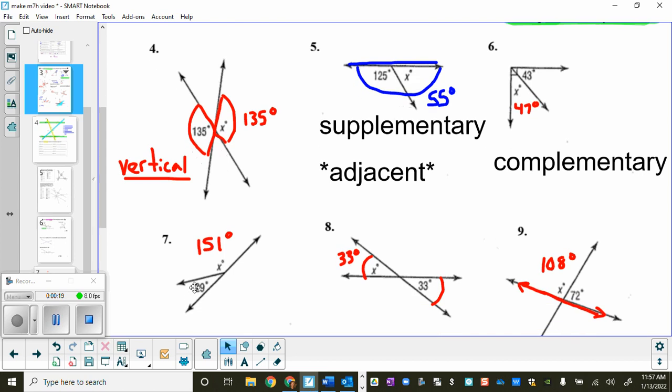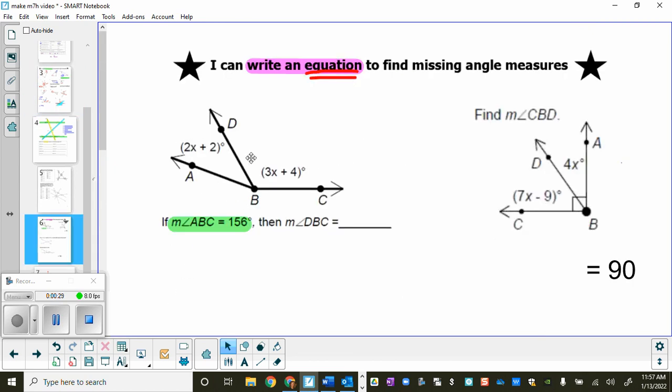So for example, if I tell you that this is 29, you can tell me that this is 159 because you know that those are supplementary. So this is easy to do when you have just numbers involved. And today in our video, we're going to have expressions instead of actual numbers for the degrees, okay?